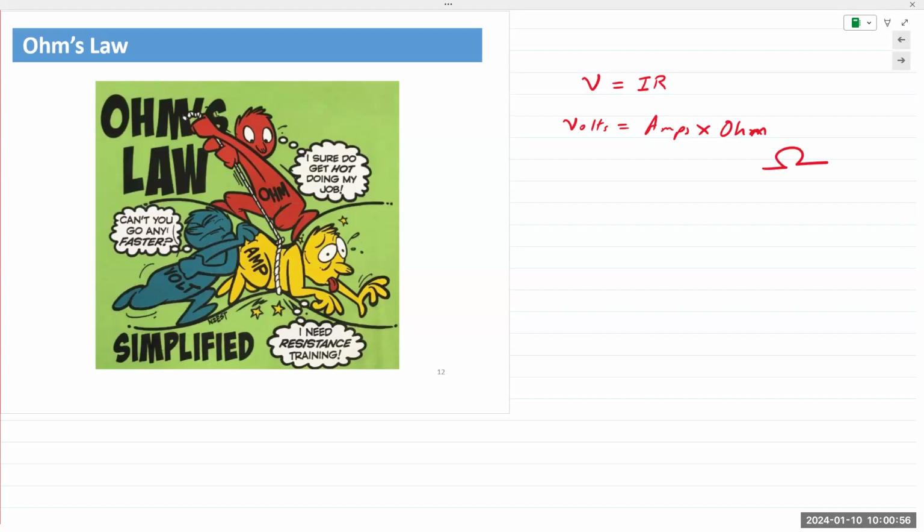Omega. We have the opposite of resistance, which is the conductance. Again, we'll talk about that later. But for now, again, Ohm's law, the most important law in electrical engineering. You cannot solve any circuit without it. V equals IR. From here, we also get I is V over R and R is V over I.